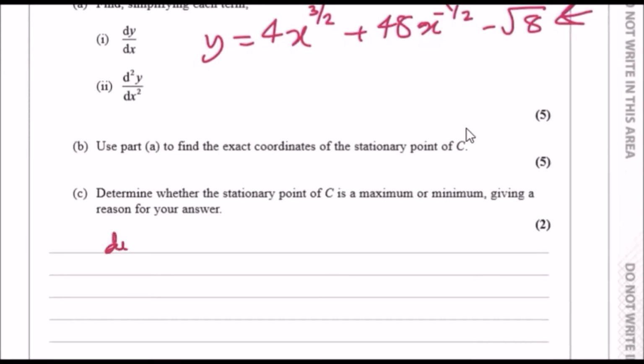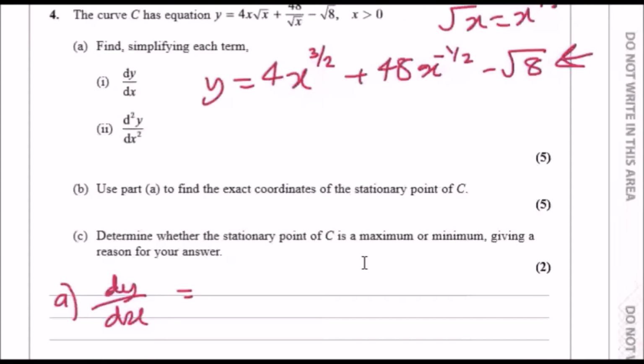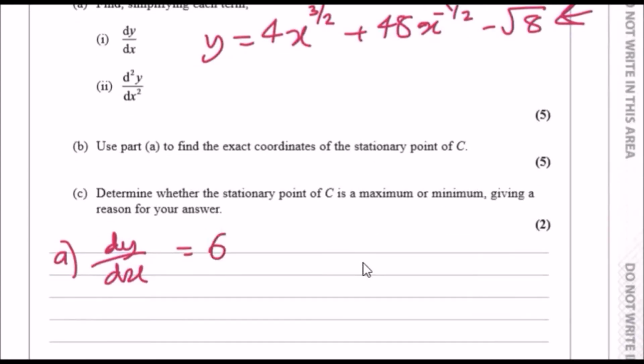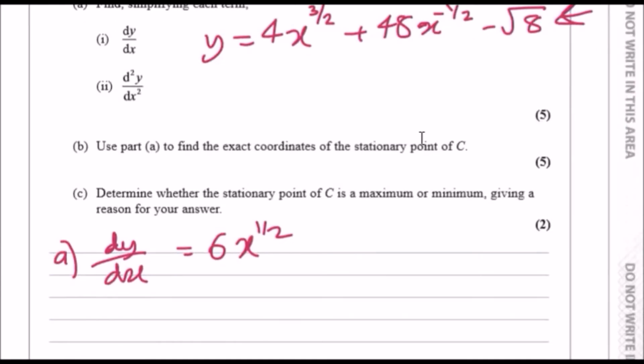So we can say dy over dx for part A is going to be, so drop 3 over 2 down, so it'll be 4 times 3 over 2, so it's just going to be 6x, and then subtract the power, you're going to get half. And then the next one, yeah, you drop the minus half down, so 48 times minus half will give us minus 24, and subtract the power by 1, you get minus 3 over 2.